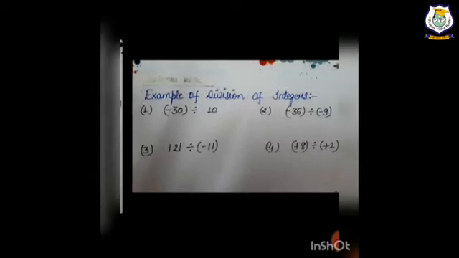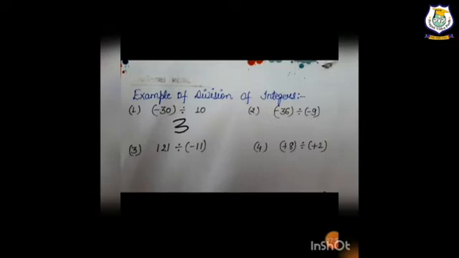Here I have taken some examples of division of integers also. First one, you have seen minus 30 divided by 10. 30 is negative and 10 is positive. So our answer is 3. But one is positive, one is negative, then the answer will come with the negative sign, right?